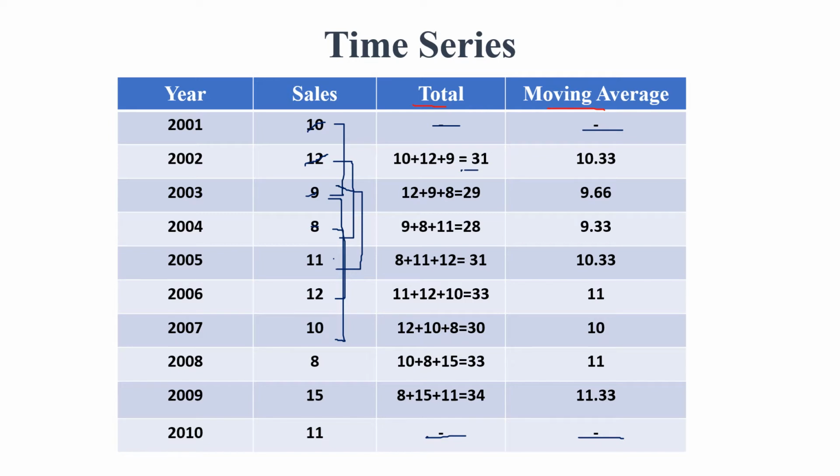So this is 31, 29, 28, 31, 33 and so on. In this way you are going to get all the totals. The summation of the values, that is the totals we calculate, will be substituted over here.